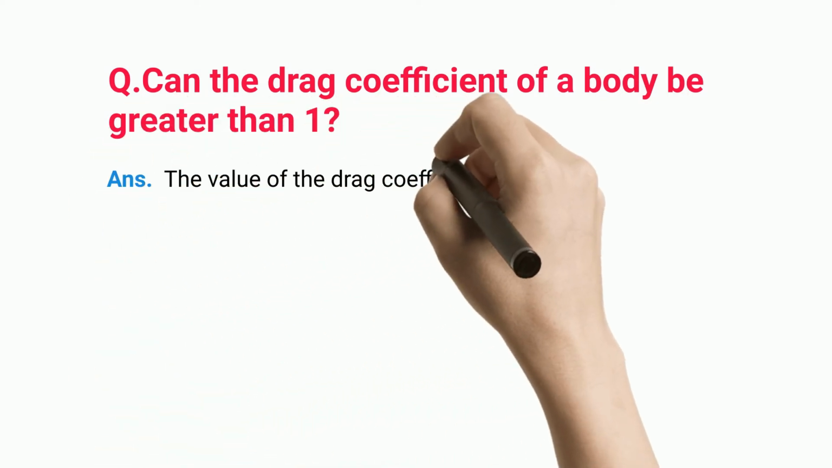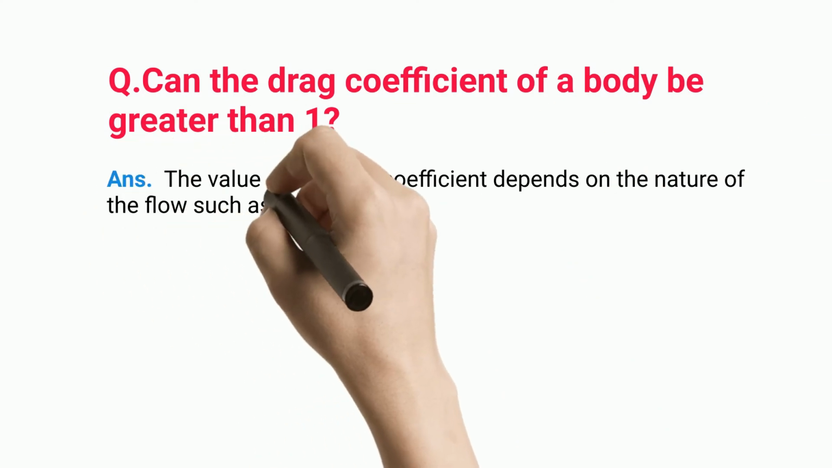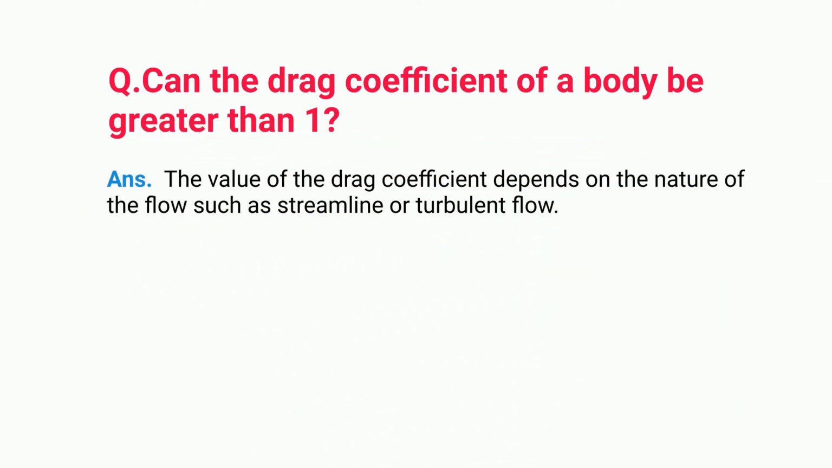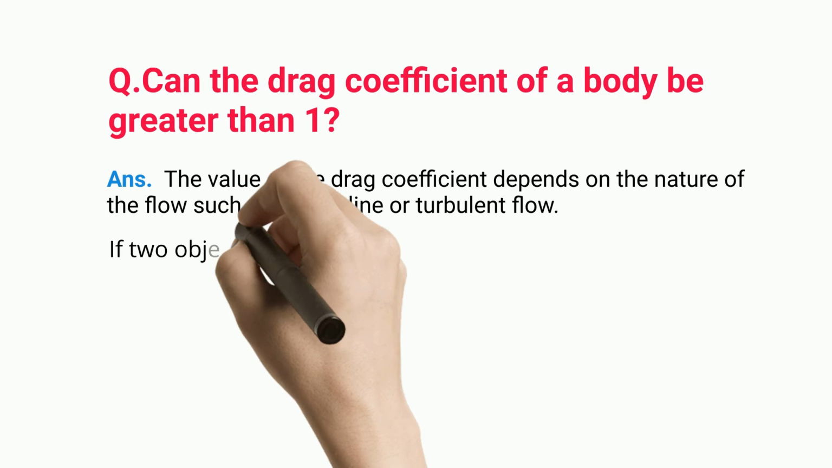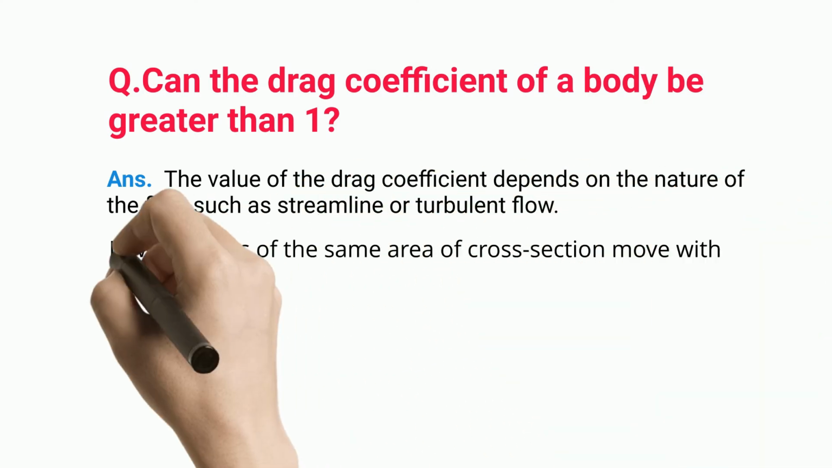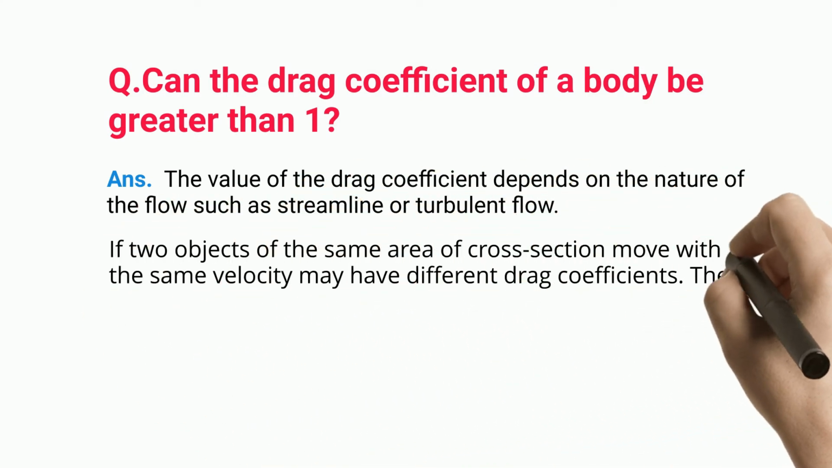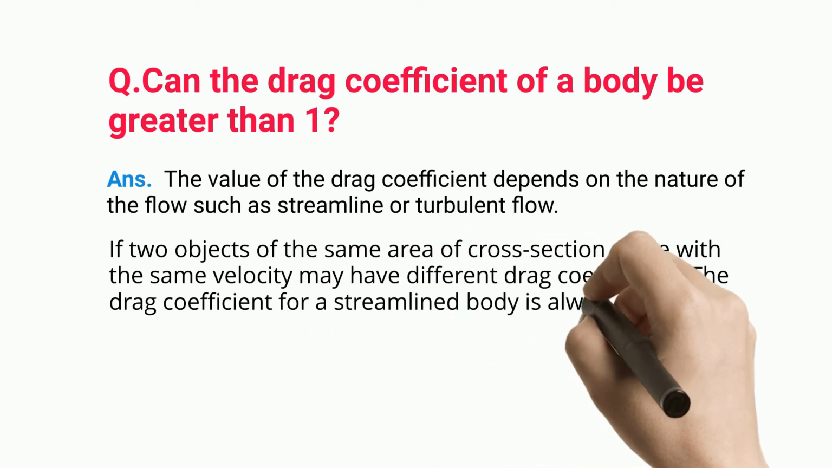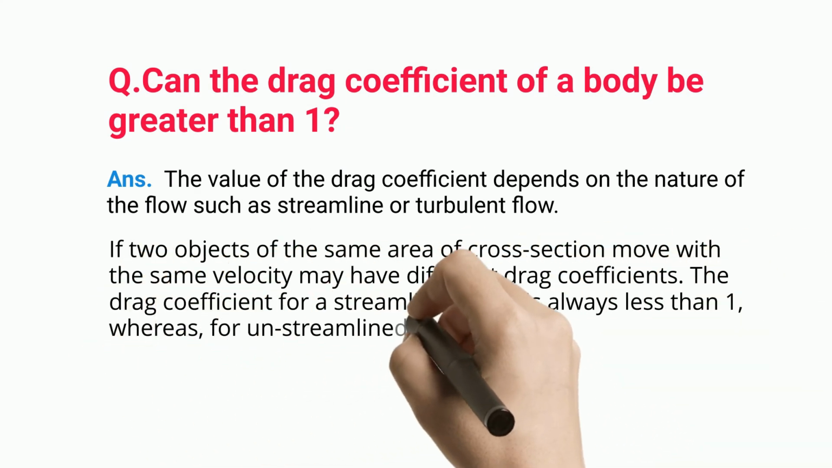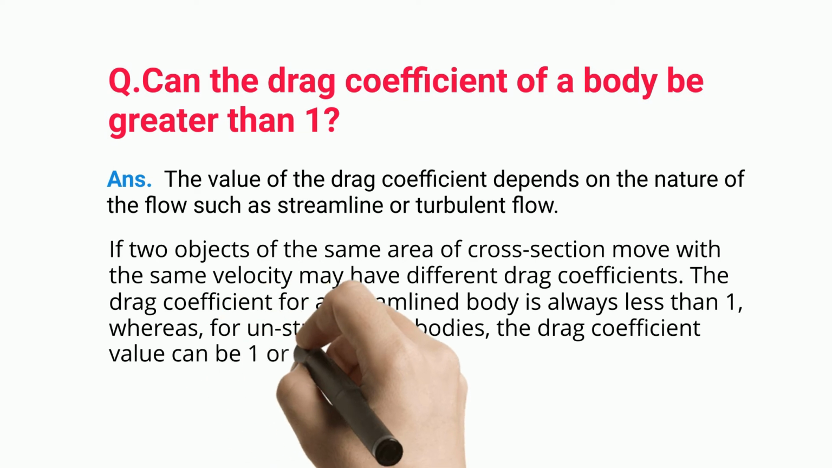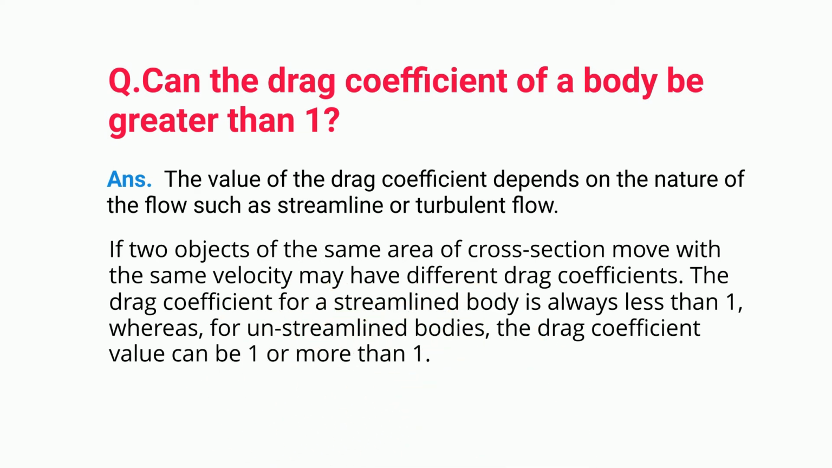Can the drag coefficient of a body be greater than 1? The value of the drag coefficient depends on the nature of the flow, such as streamline or turbulent flow. Two objects of the same area of cross-section moving with the same velocity may have different drag coefficients. The drag coefficient for a streamlined body is always less than 1, whereas for unstreamlined bodies, the drag coefficient value can be 1 or more than 1.